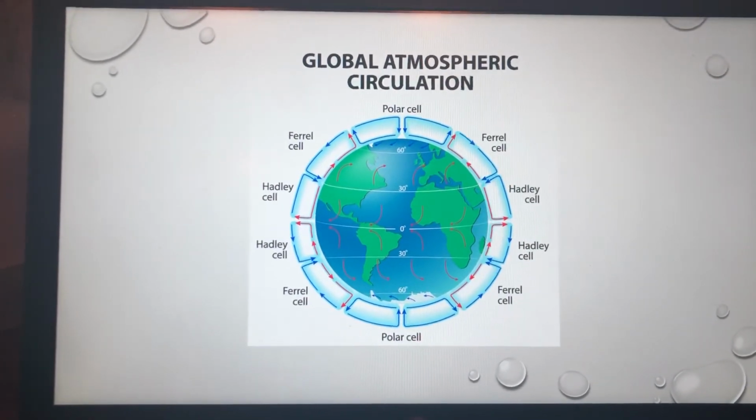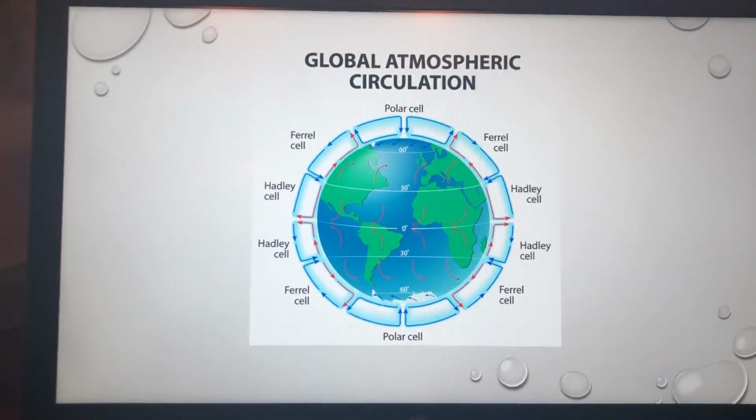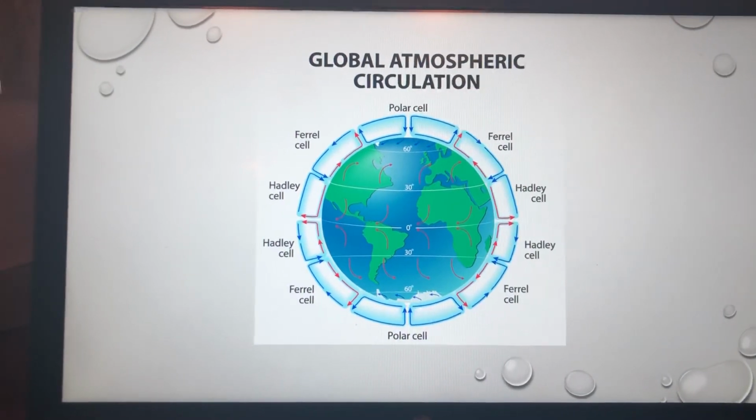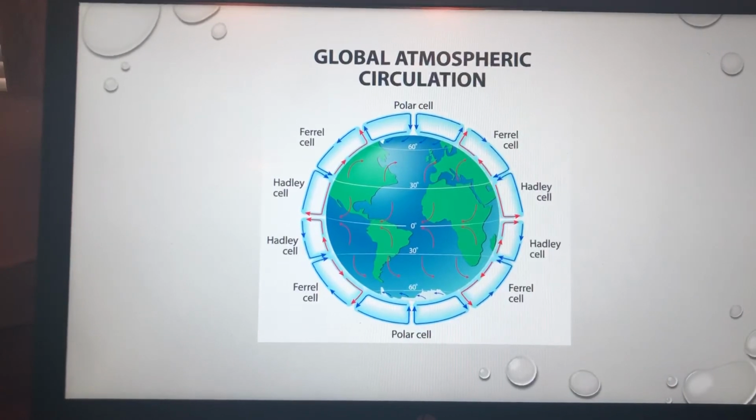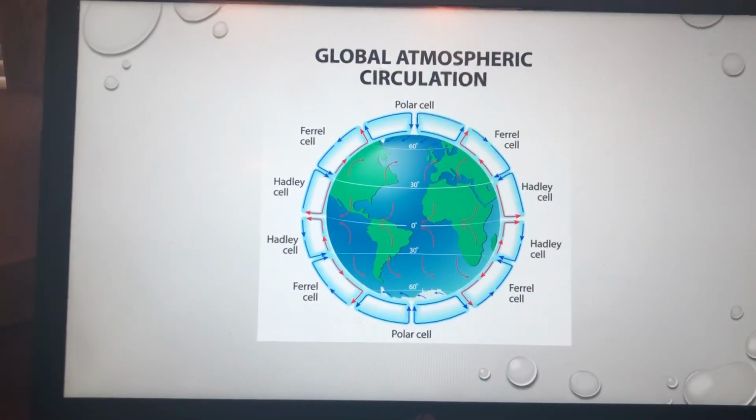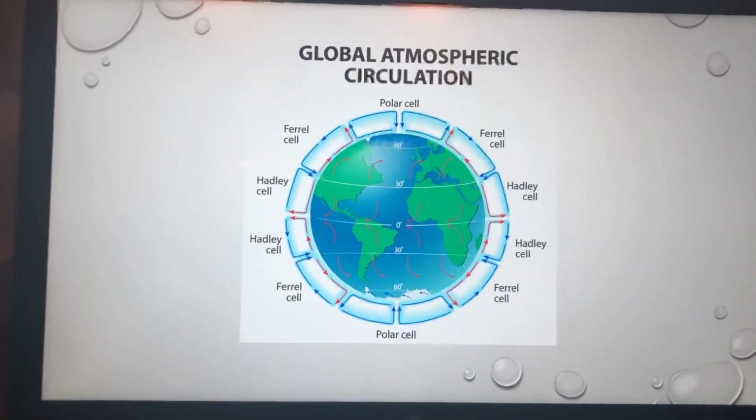The polar cells are located near the Earth's poles. The cold air here falls and travels inward towards the equator. Since this air is moving toward the equator, it will mix with the Ferrel cells, causing unstable weather conditions in this area.